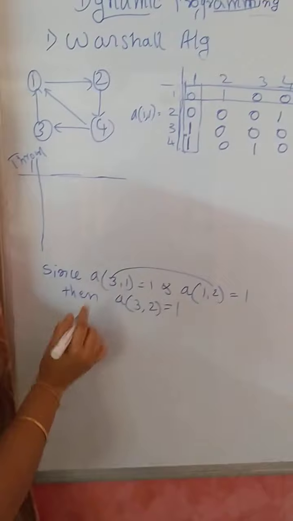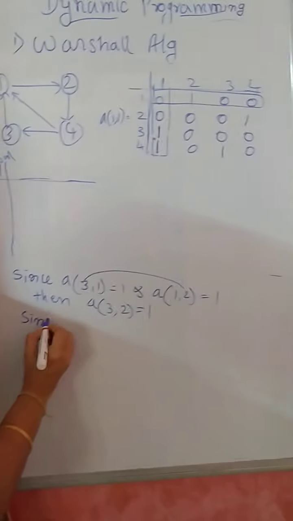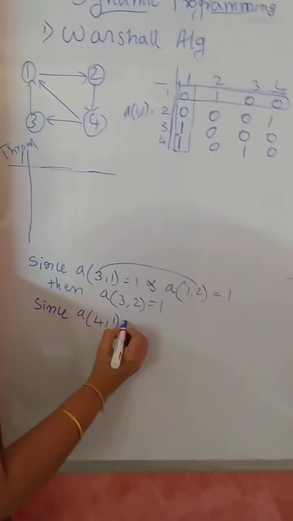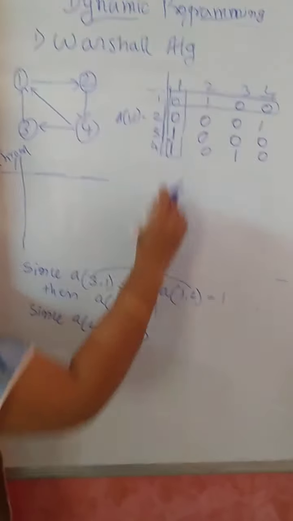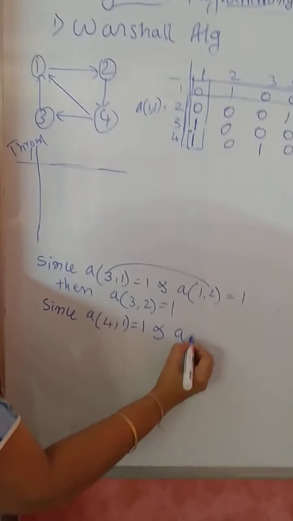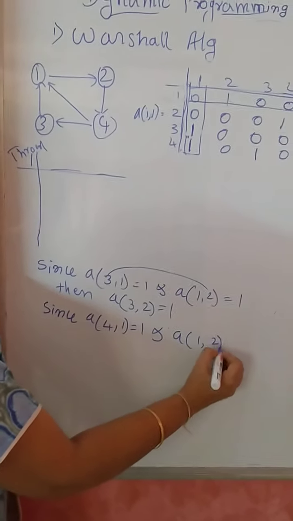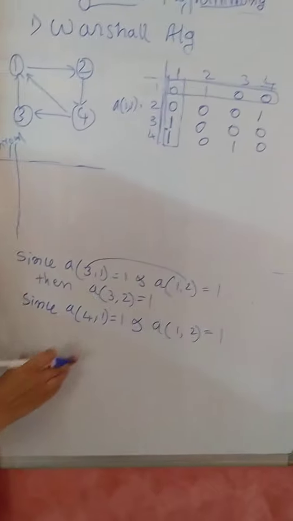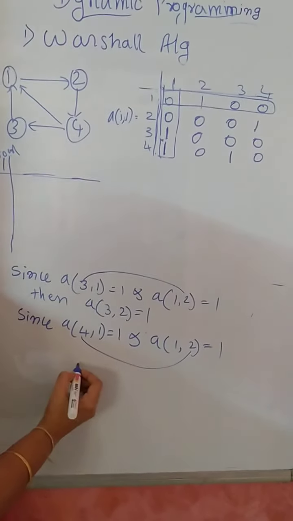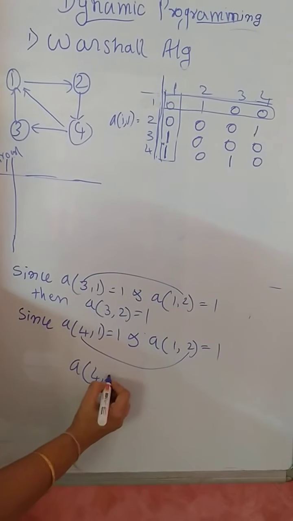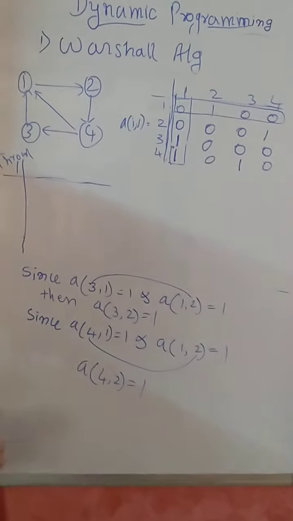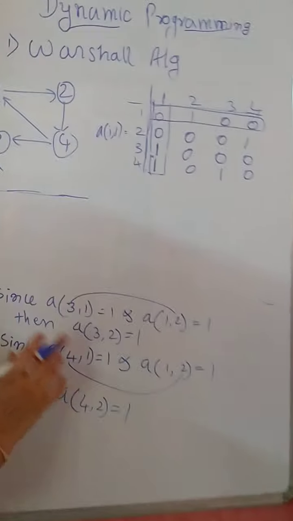What does this one represent? A of 4 to 1 is equal to 1, and repeat this one with this row 1. What does row 1 represent? It is 1 to 2 is equal to 1. If there is a path from 4 to 1 and 1 to 2, then there is a path from 4 to 2. 4 to 2 will become 1. So that's it. No more changes can occur through 1.